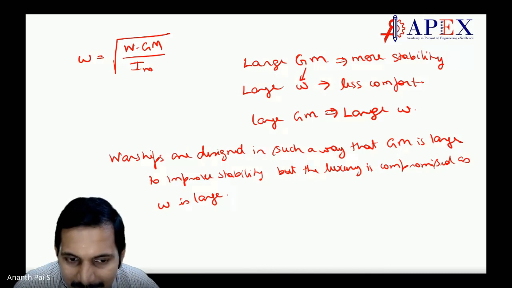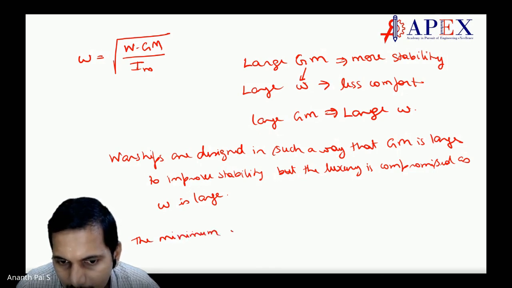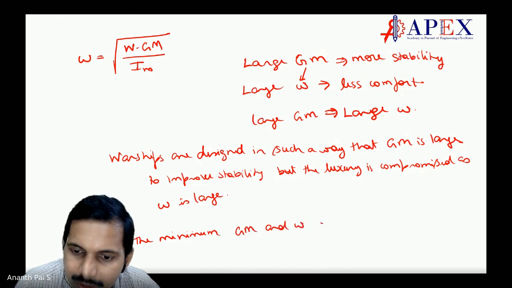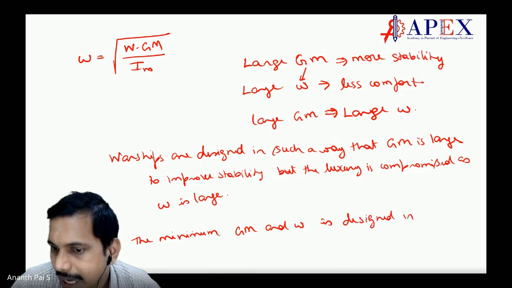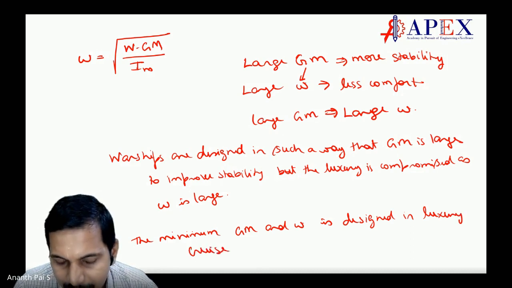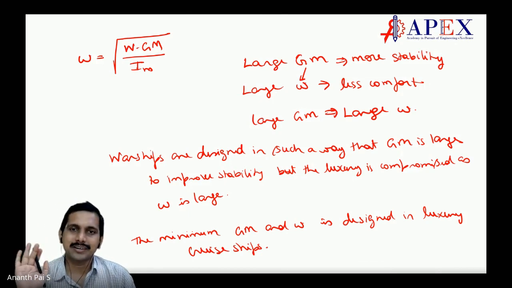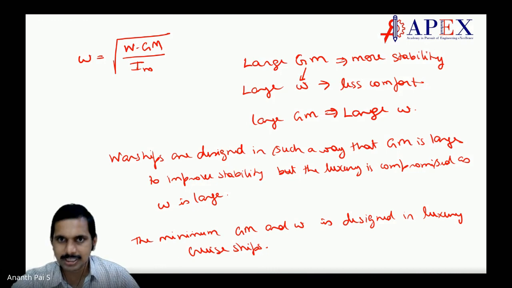The minimum GM and omega is designed in luxury cruise ships. So it can topple easily, so it has to go in very calm waters, whereas your cargo ships are between warships and this one.